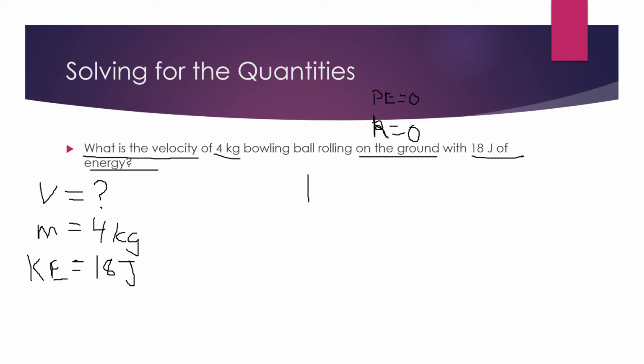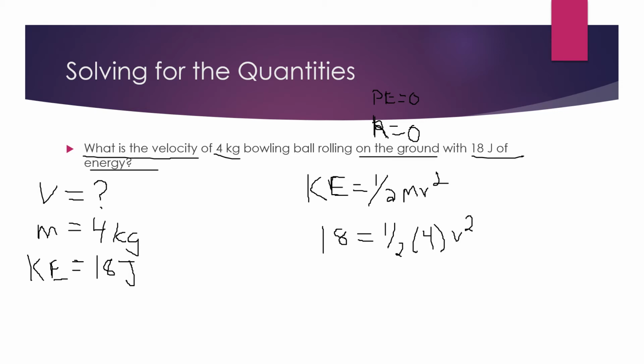So now we're going to plug this into the KE equation and solve. See, not so bad. Not so bad at all. Awesome. KE, so 18 equals 1/2 times 4 times V squared. All right. How do we solve this? Well, we have to get the V by itself. So let's do half of 4. So 18 equals, half of 4 is 2, V squared.